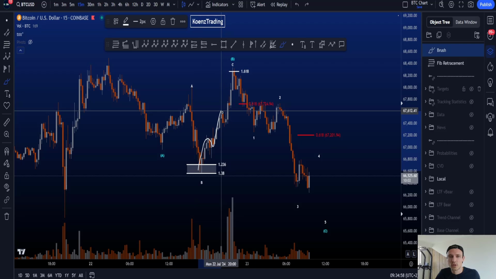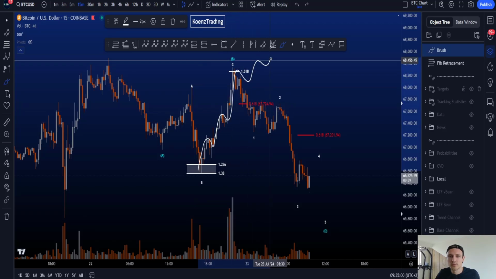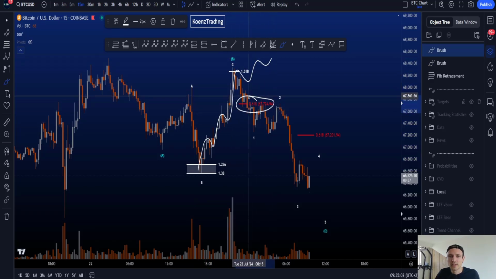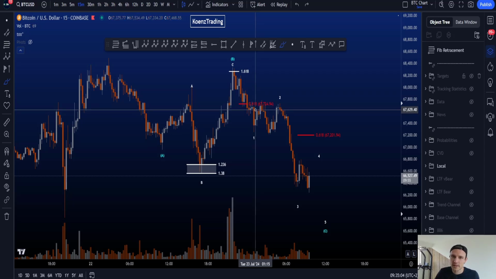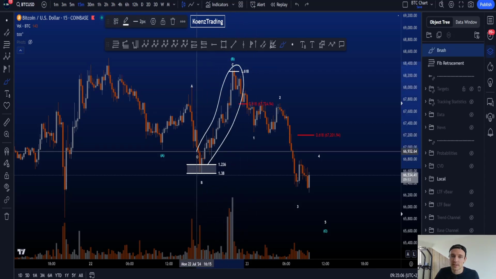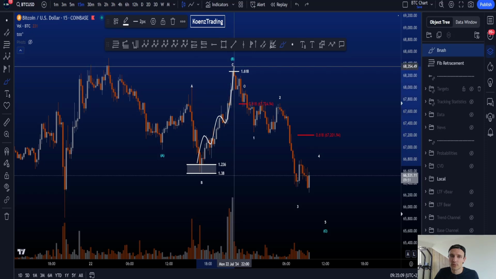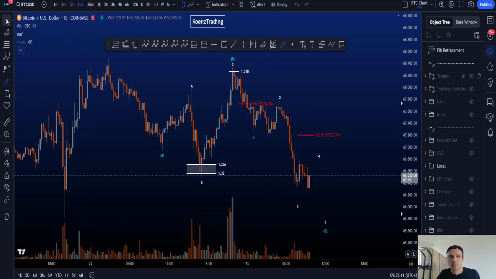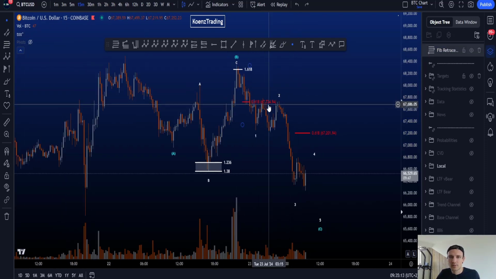So therefore 1, 2, 1, 2, 3, we want to see 4, 5, 4, 5, but price moved down, hit the 0.618, invalidating a wave 4, in other words, invalidating a bigger impulse in a 1, 2, 1, 2, 3, 4, 5, 4, 5, increasing the probabilities for a bit more downside.